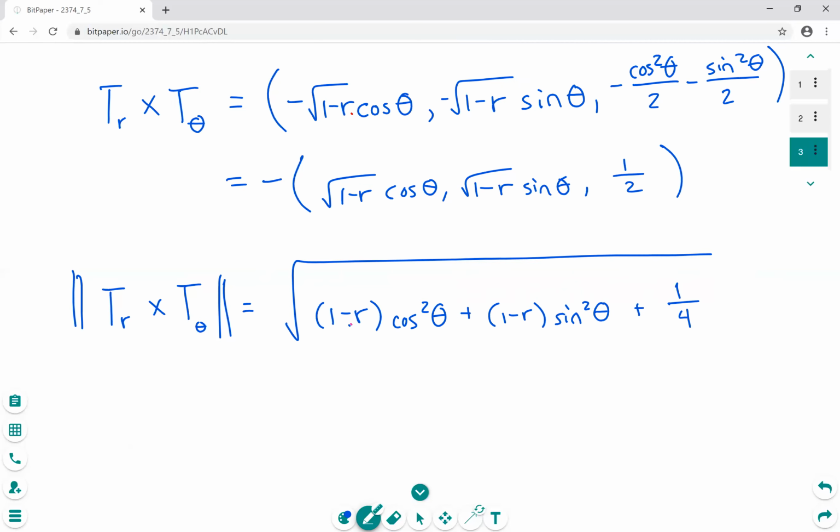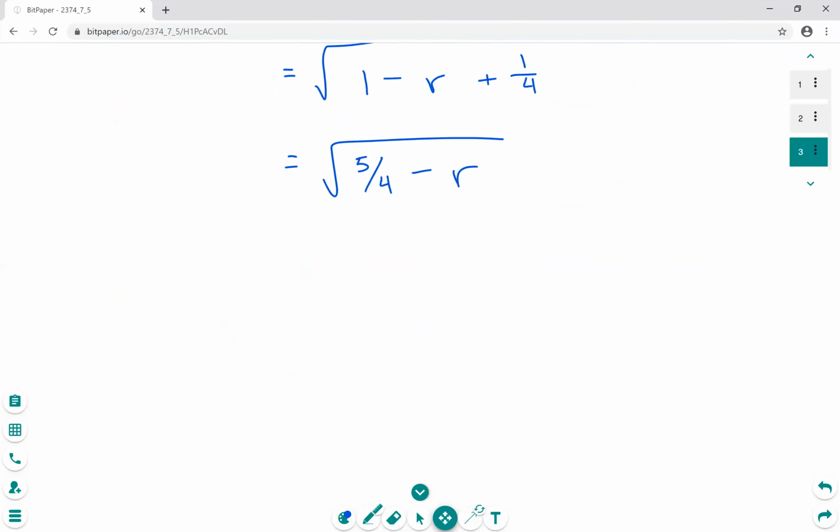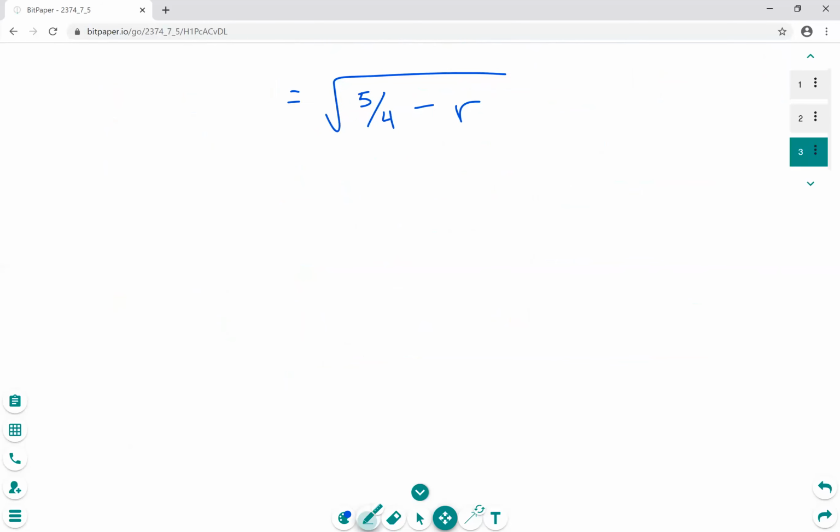1/2 squared is 1/4. So we can factor out the 1 minus r and get cosine squared plus sine squared, which again is 1. So 1 minus r plus 1/4. So our norm here is 1 plus 1/4 gives us 5/4. Square root of 5/4 minus r. Okay.